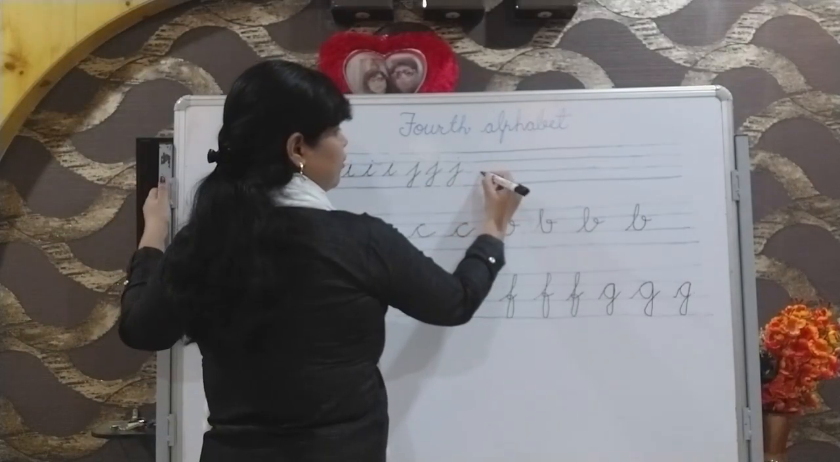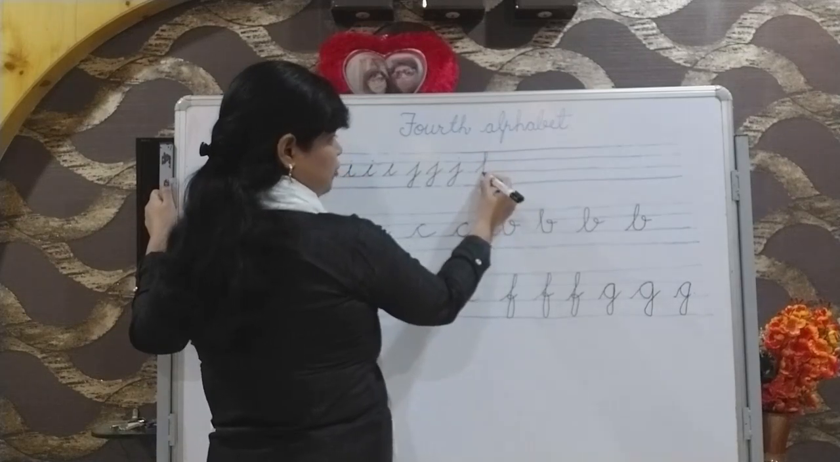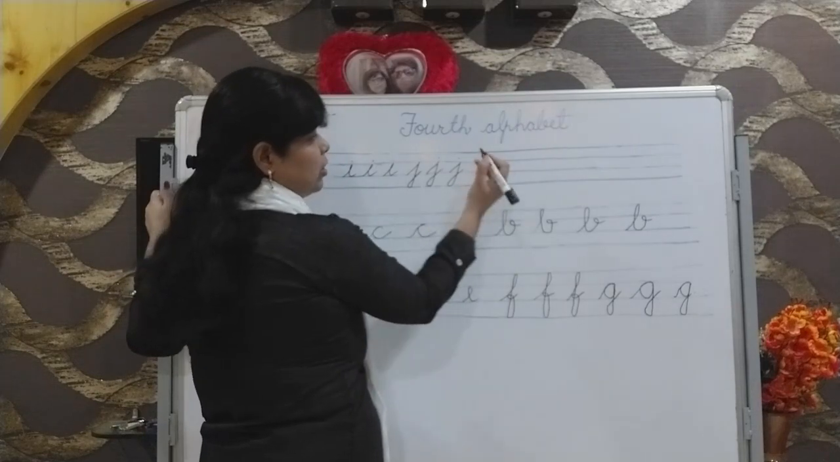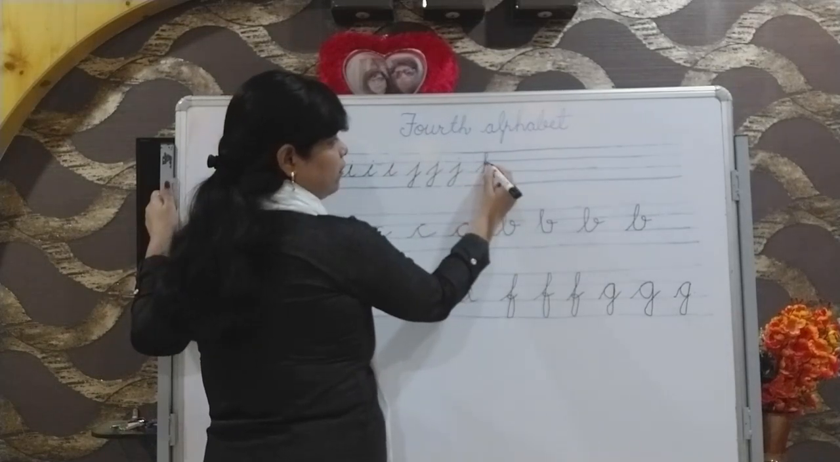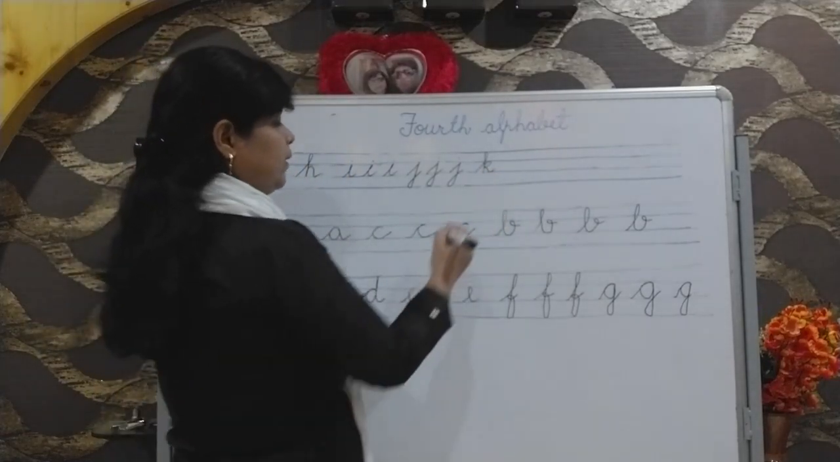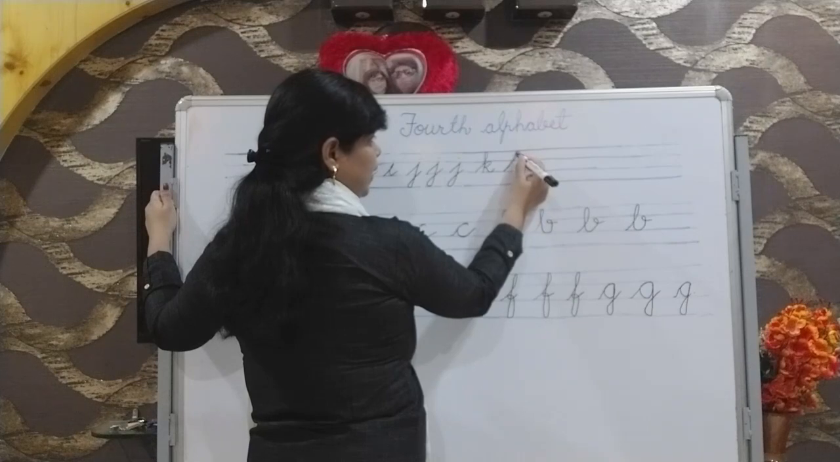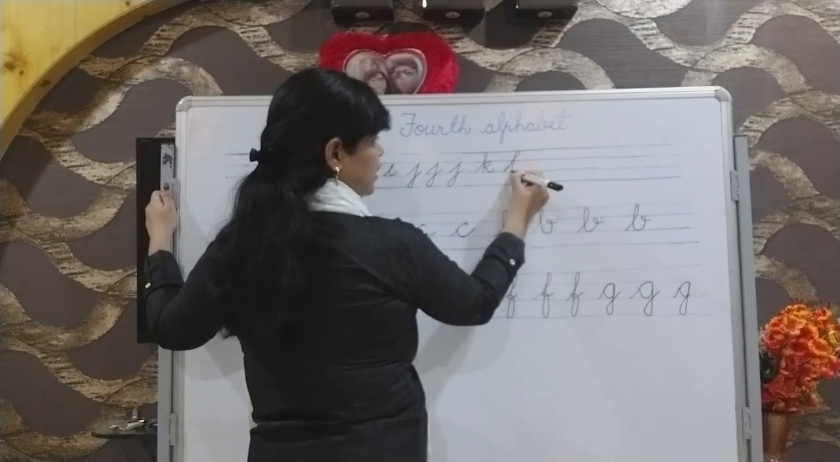K again we will start from the third line. We will move upward. Yes, like H we have to make a shape like H. Then from here we will make one curve and it is our K. Clear? Again you have to see. Draw one slanting line, then move one standing line. Our hand should not lift.